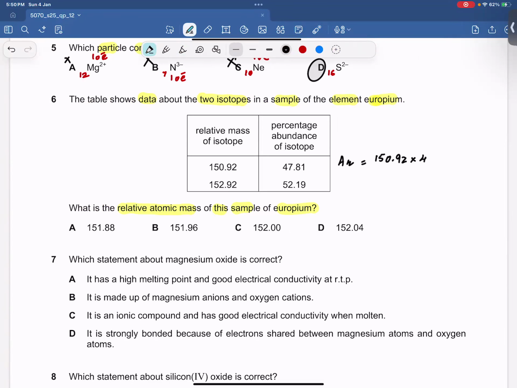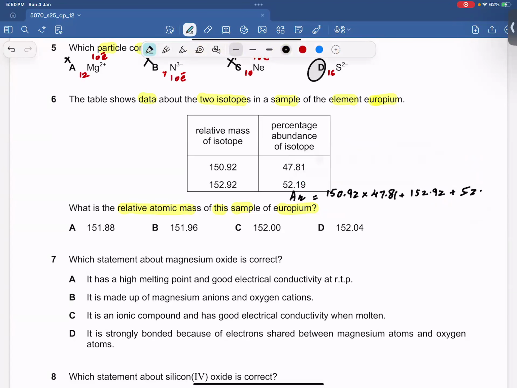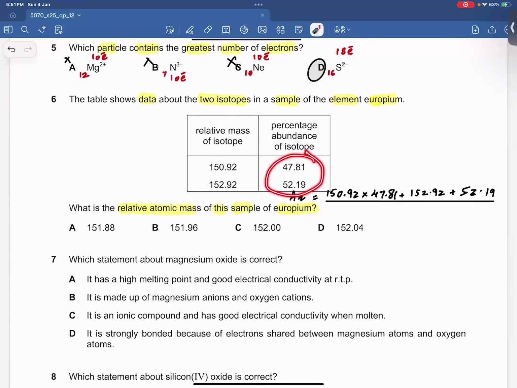into the abundance of the first isotope, which is 47.81, plus the mass of the second isotope, which is 152.92, times the abundance of the second isotope, which is 52.19, divided by the total abundance. And the total abundance is going to be 100%. Let me check how we can get 100%. We need to add these two values: 52.19 plus 47.81. So it's going to be 100.